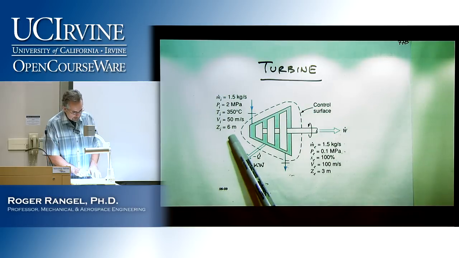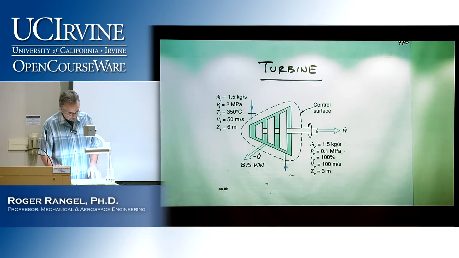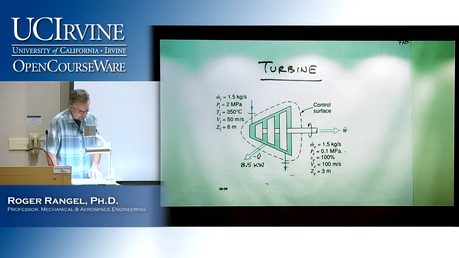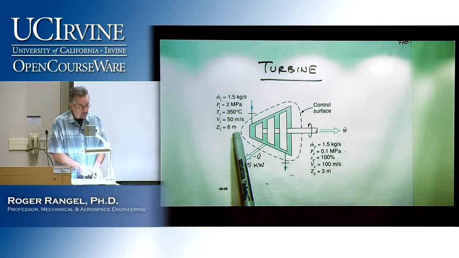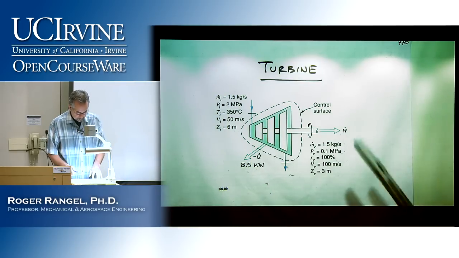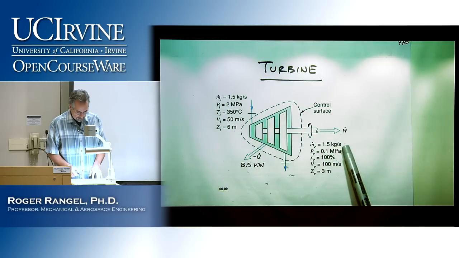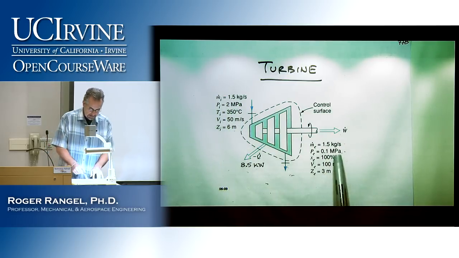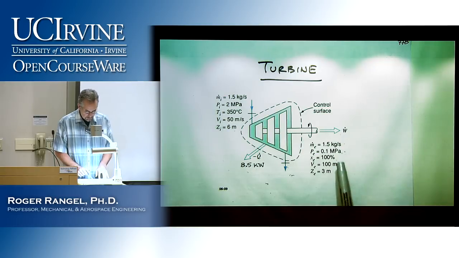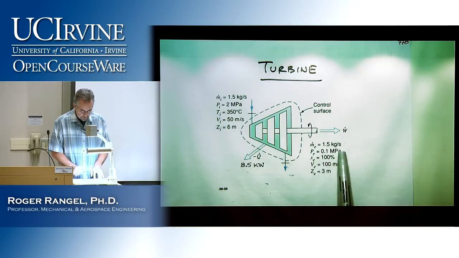We're also given the height with respect to some arbitrary reference level of the location of the inlet port. So that's 6 meters above that reference level. I told you we have the exiting mass. We have also the pressure at the exit. You can see it's 0.1 megapascals, much lower than the inlet. That's typical for this type of a turbine. Notice that this is atmospheric pressure.